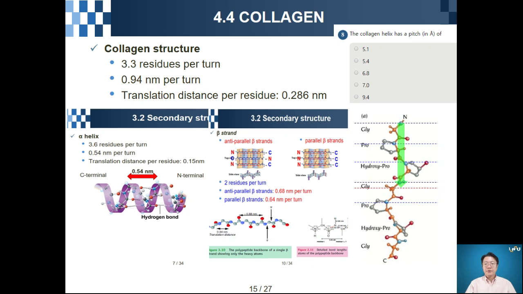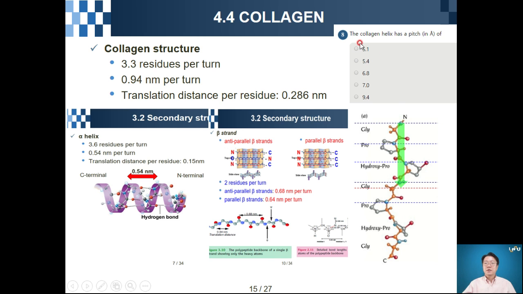So in the previous chapter, we learned the alpha helix structure. So in the alpha helix, each pitch, each turn, is composed of 3.6 amino acid residues, and each turn they progress 0.45 nanometer. So how about the collagen? Collagen is the left-handed helix. Okay, let's start from here. Glycine, proline, hydroxyproline. After that, there is glycine. To make each full pitch or full turn, they are composed of 1, 2, 3, and 0.3 amino acid. So it means that per turn, they are composed of 3.3 amino acid residues. And each turn, they progress 0.94 nanometer.